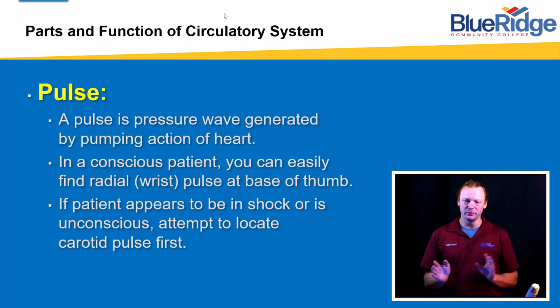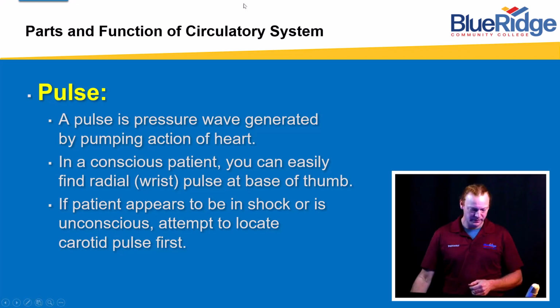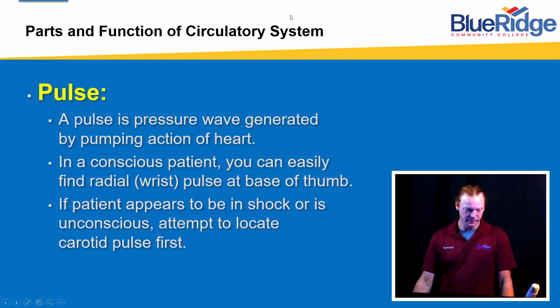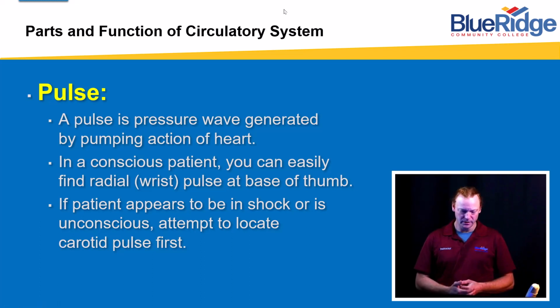There are, in the medical field, of course, always variations or exceptions to the rule. There have been times I have not been able to, for the life of me, feel a pulse on the patient's left wrist, but feel it perfectly fine on the right. There may be a medical reason for that, and you can ask the patient if that's a normal thing for them, or if it's something that you need to take note of during your assessment. If the patient appears to be in shock or is unconscious, go ahead and attempt to locate the carotid pulse first, and don't waste time going for those distal pulses.